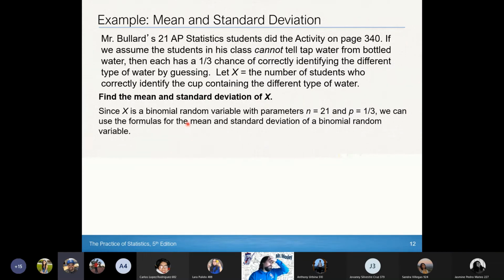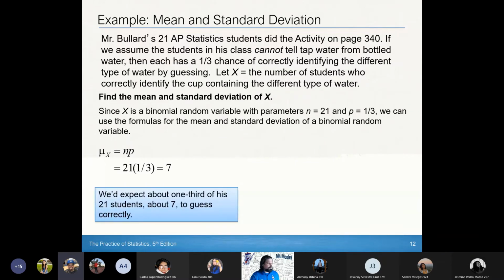Since X is a binomial random variable with parameters n equals 21 and p equals 1/3, we can use the formulas for the mean and standard deviation of a binomial random variable. We get the mean, mu of X, equals n times p, or 21 times 1/3. We get 7. This means we'd expect about 1/3 of his 21 students, about 7, to guess correctly. This is also assuming that their only way of getting it correct is by guessing. They can't actually tell the difference.